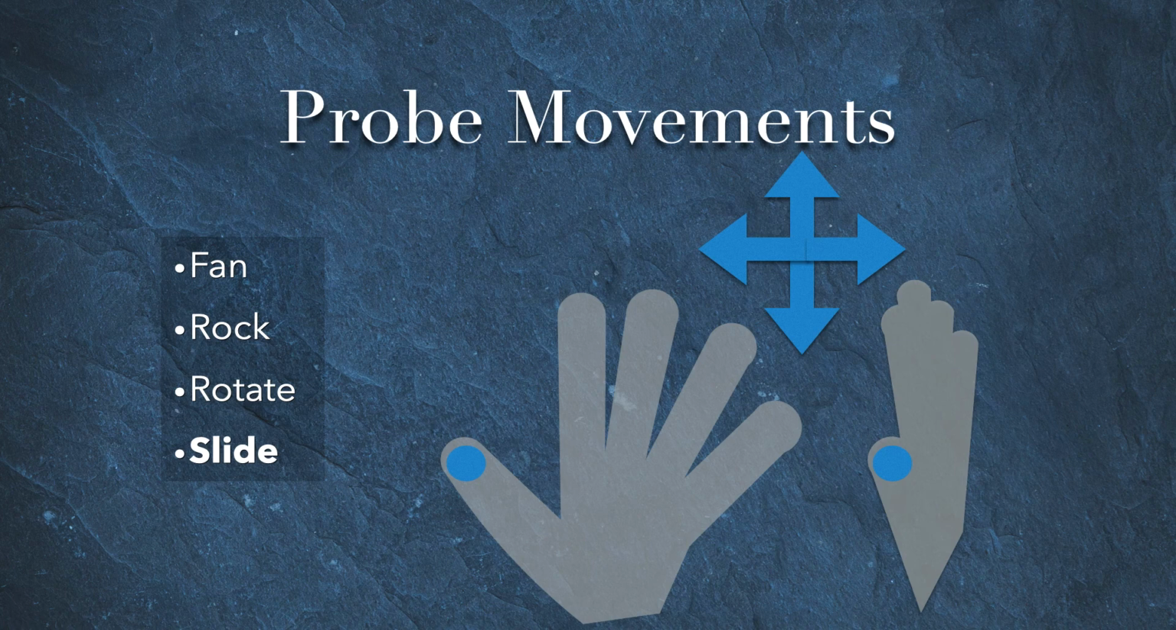Sliding is probably the simplest movement of the probe, and you simply just move it up, down, side to side, all around the patient's body in basically any direction. The key here is that you want to make sure that the probe face remains flush with the patient's skin.